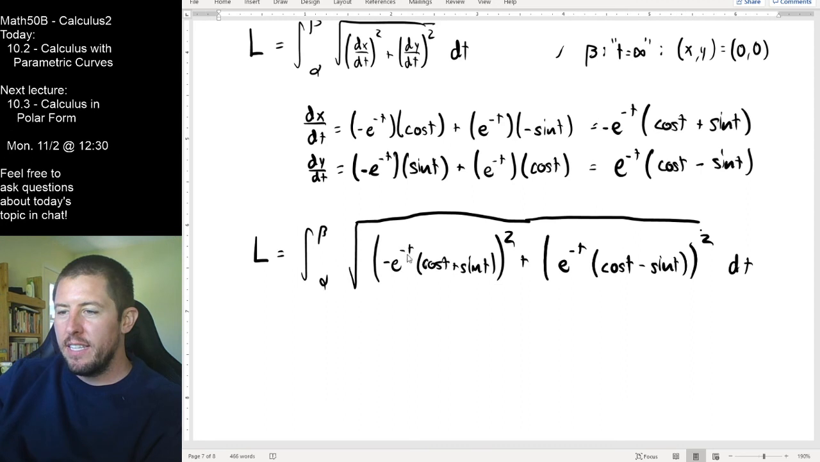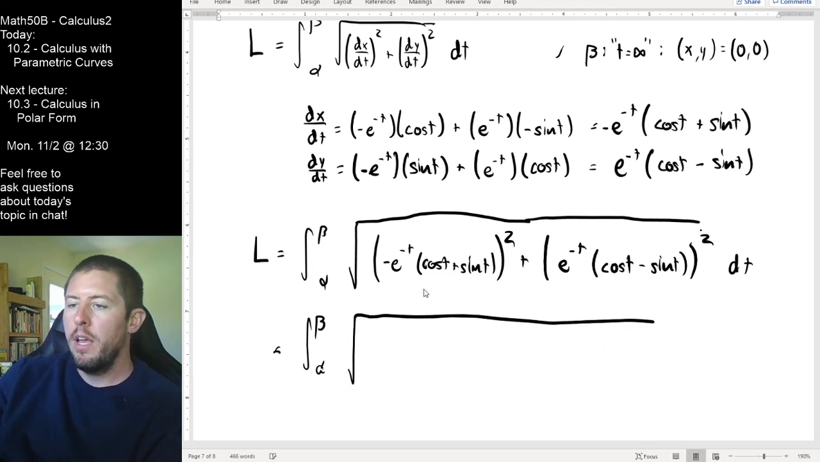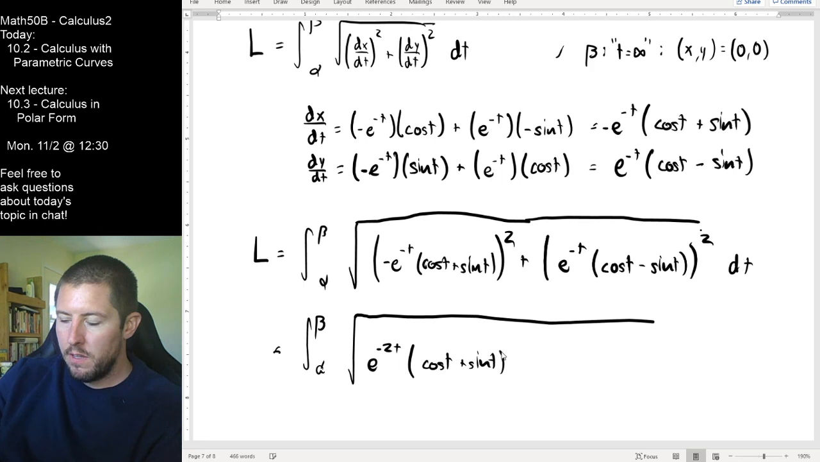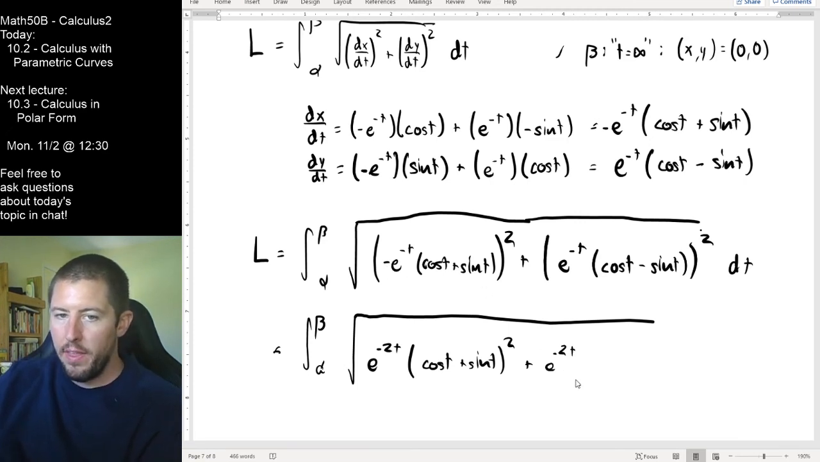The thing that I'm seeing is really nice is these are at least products that are being squared, so I can apply the squarings directly. So I think what I'm seeing here is an integral from alpha to beta of a big old square root. There is a square, so I'm just going to square negative e to the negative t. That's going to give me e to the negative 2t times cosine t plus sine t squared, plus, again, I'm going to get an e to the negative 2t. Notice here the negative got squared away. There's not one to get squared away on this. These just match now as coefficients. This is cosine t minus sine t squared.